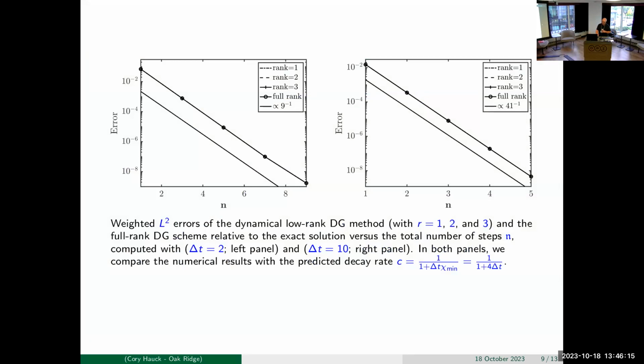Okay, so this is just a plot to show what happens when you do this. On the left and right are steps that you take with different time steps and different values of n. And we do this for several different ranks. And you can actually predict the decrease quite well. The solid line is the predicted line, and the dots are basically the different rank solutions.